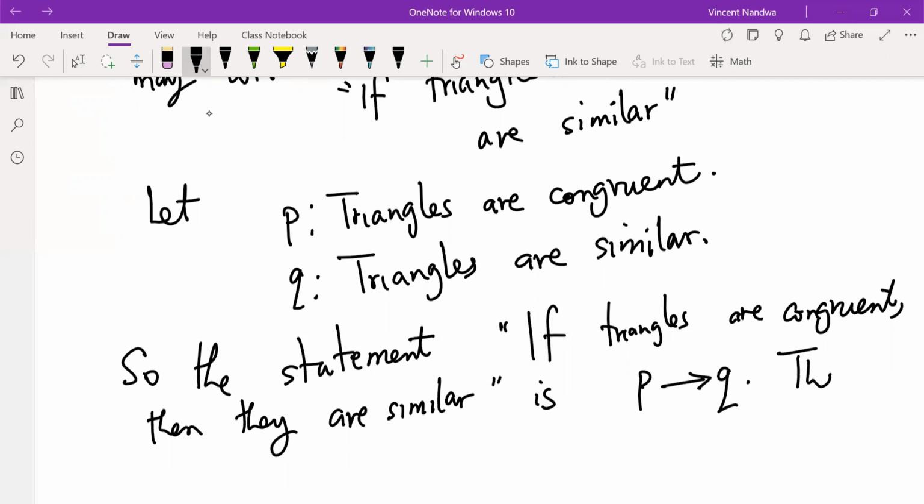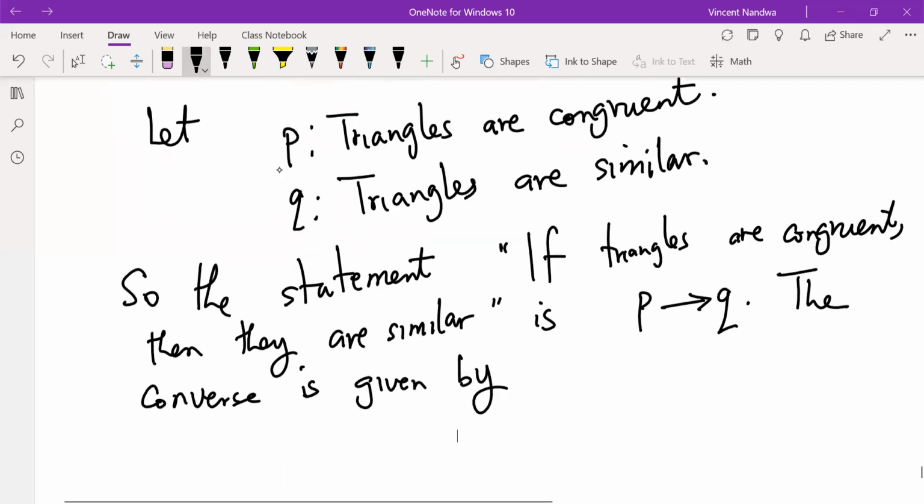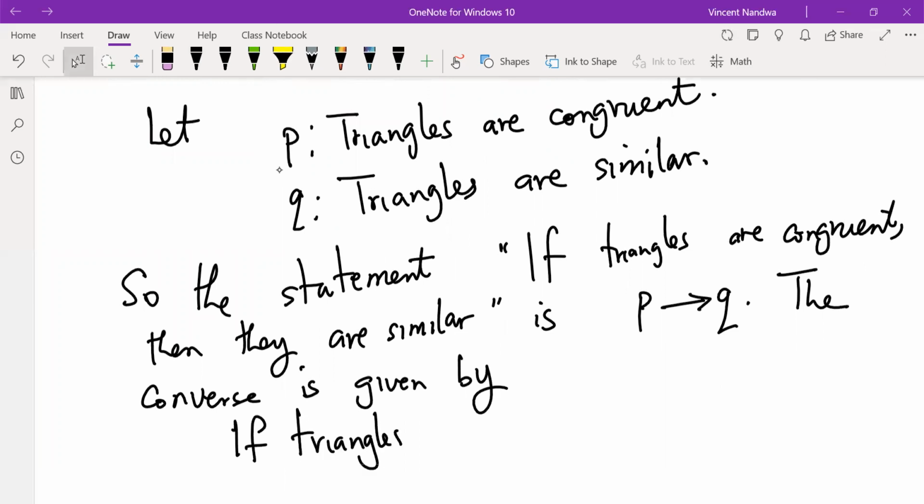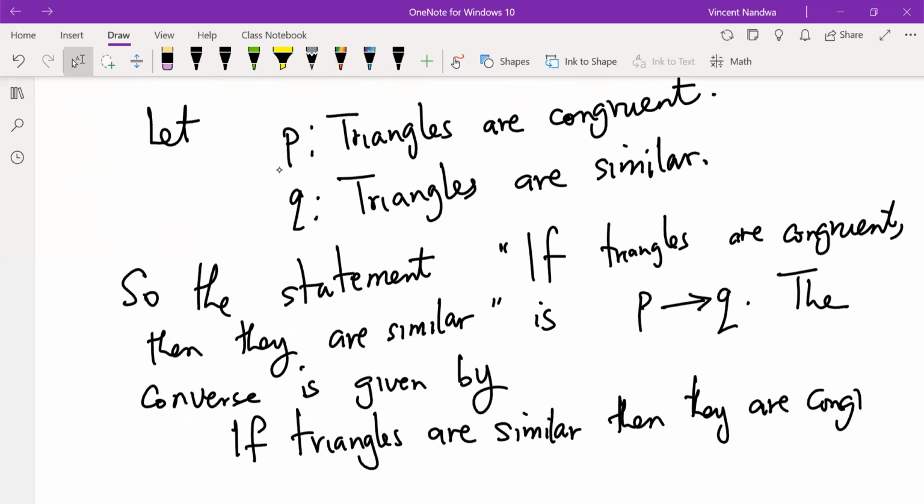So the converse is given by, so now you start with this second part. If triangles are similar, then they are congruent. So it simply means that the conclusion becomes the premise and vice versa.